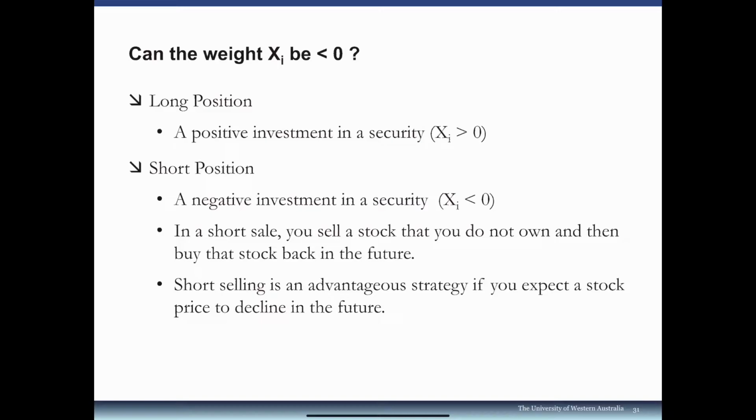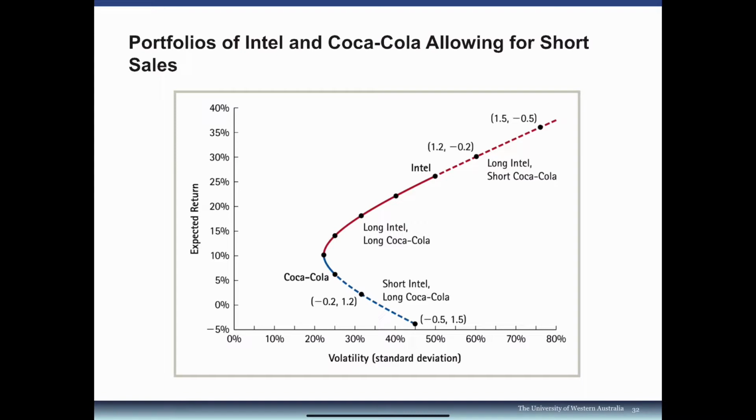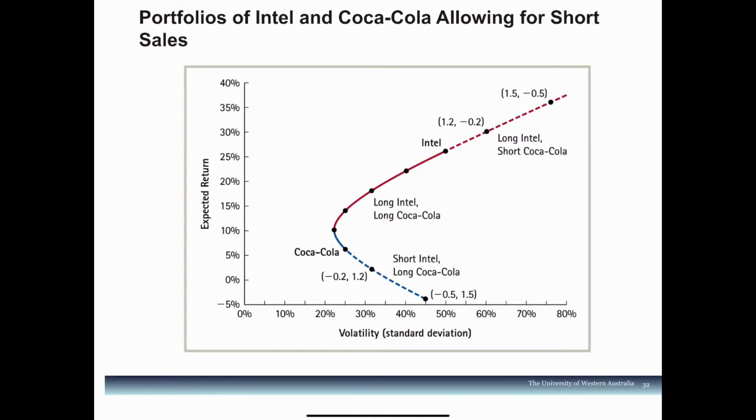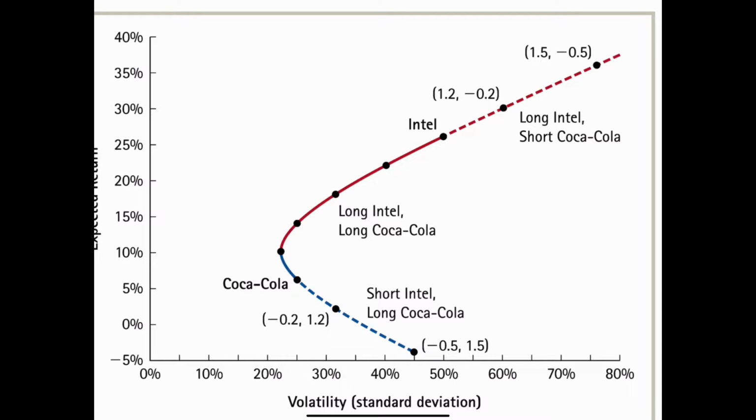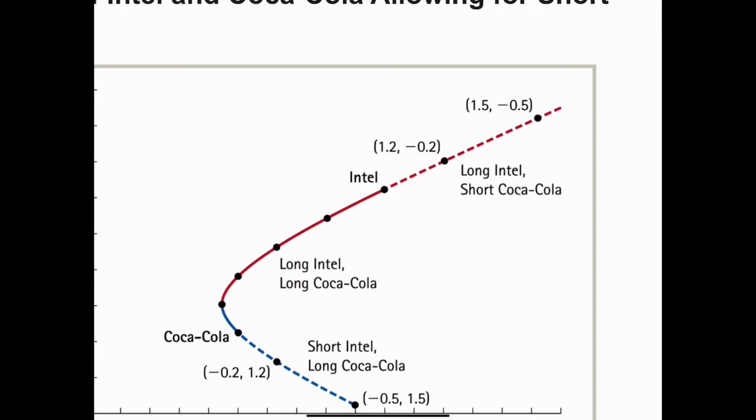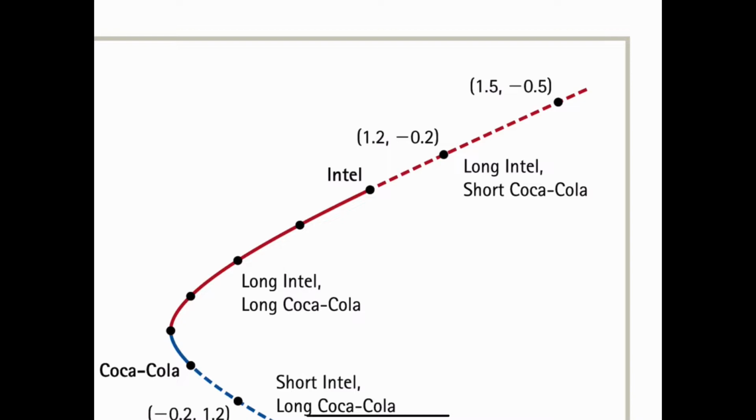If the weight can be negative, then given an arbitrary correlation between Intel and Coca-Cola, we can extend our portfolio line. Which means you can short sell Intel, and with the money you get from short selling Intel, you can buy more Coca-Cola. So you can go further down this line, but of course it's not recommended in this scenario, because everywhere over here on the blue line, the portfolios are inefficient. You can do better: get higher return with the same volatility, or the same return with lower volatility, by going on the red line. And on the red line, you can extend this point by shorting Coca-Cola. With the extra money you have, you can long Intel, right?